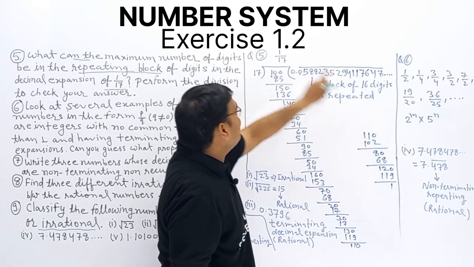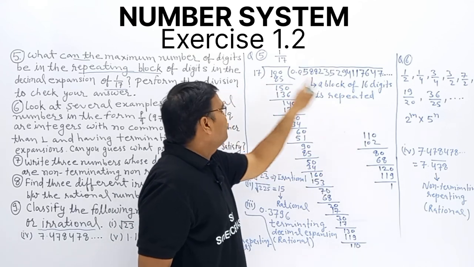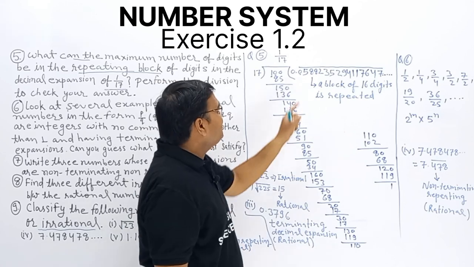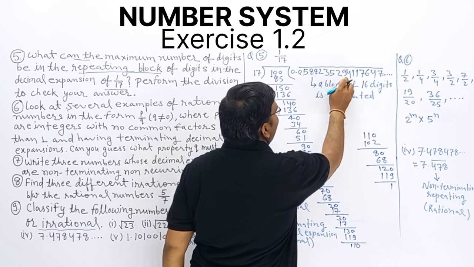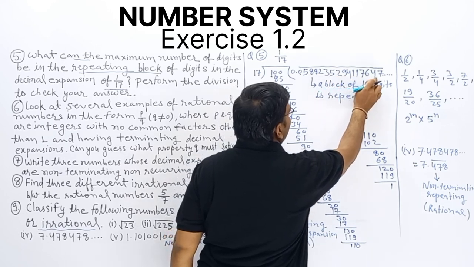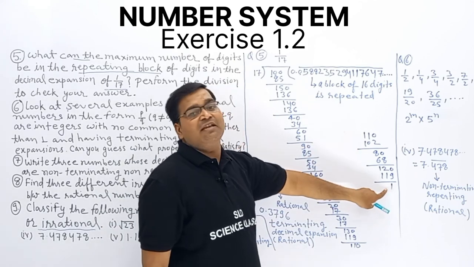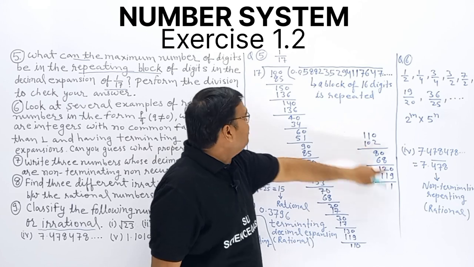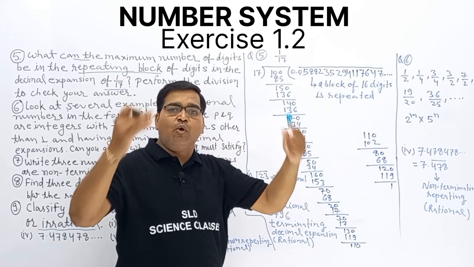We started from the 1. Yes or no? We started this division from the 1 after 16 digits. After 16 digits: 1 2 3 4 5 6 7 8 9 10 11 12 13 14 15 16. After 16 digits, again we are getting 1. It means after this one, again we will follow the same process, and this process is going to be repeated.